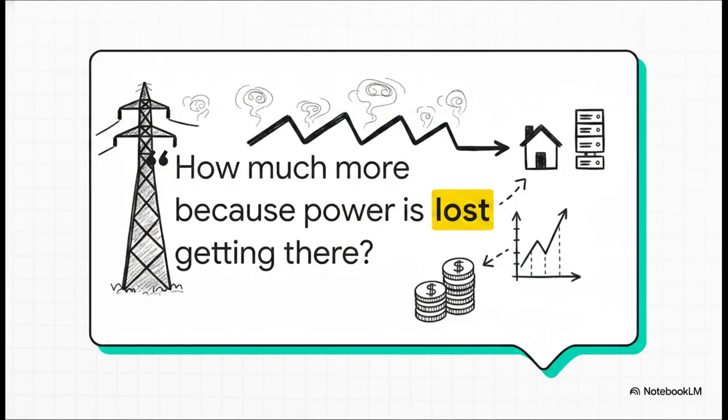What's really fascinating here is how raw, unfiltered physics translates directly into dollars and cents. The MCL asks how much more because power is lost getting there. The further the power has to travel to reach you, or the less efficient the lines are along the way, the more energy just evaporates as heat. And the market doesn't just write off that lost energy. No, it charges for it, right here in the MCL.